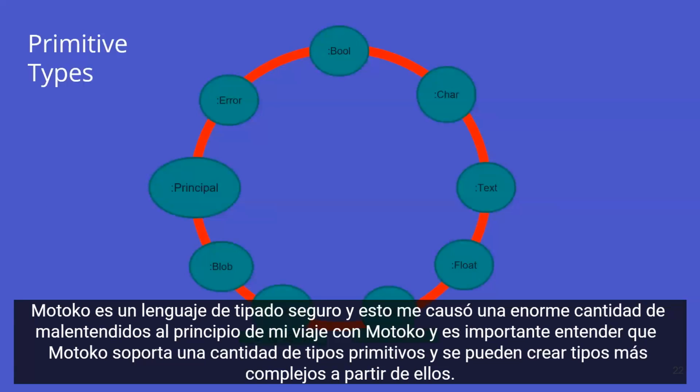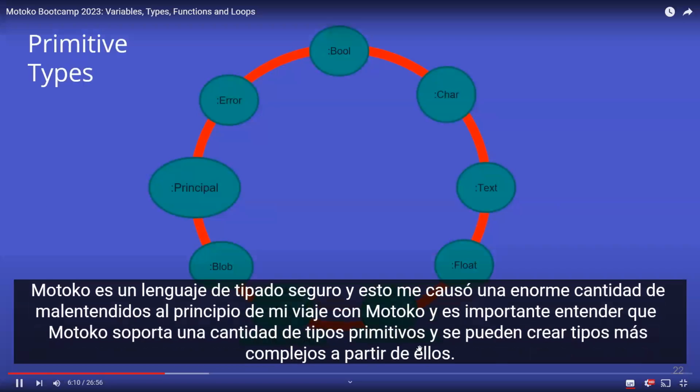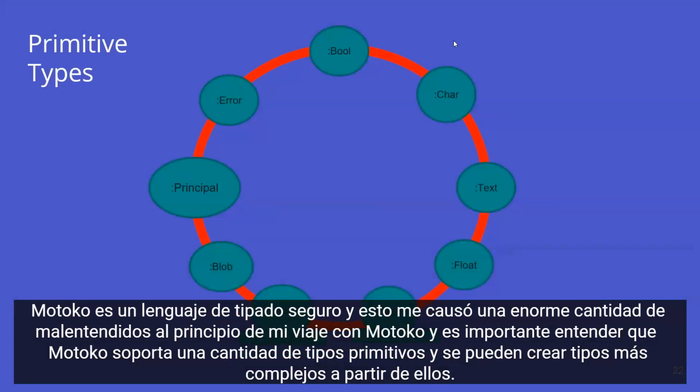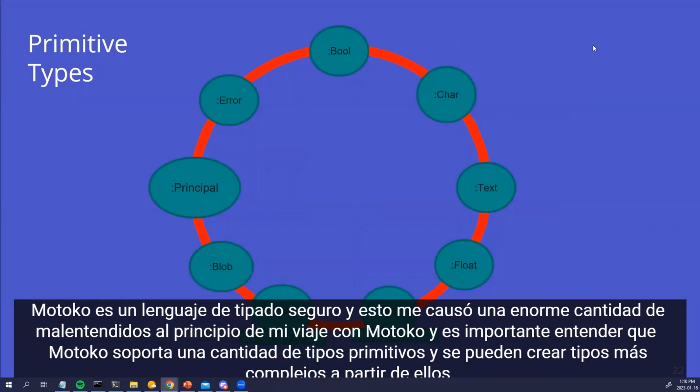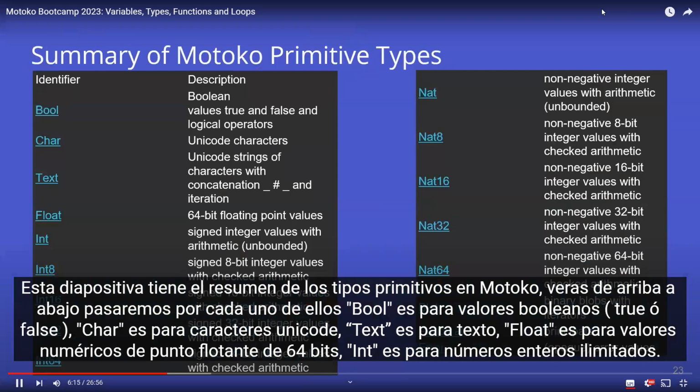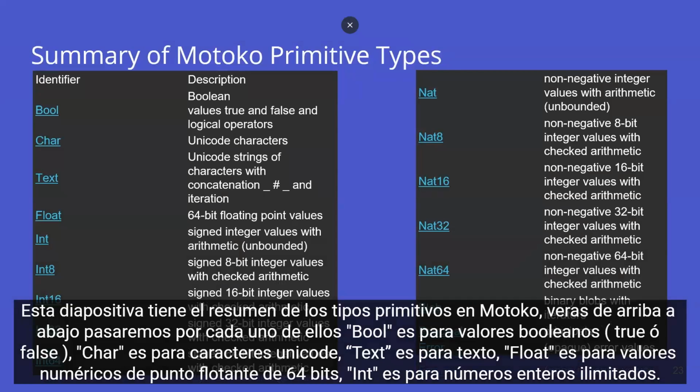Motoko supports a number of primitive types, and more complicated types can be created by building upon these. So this slide has the summary of Motoko primitive types. You'll see from top to bottom, we'll just step through them. Bool is for Boolean values. Char is for Unicode characters. Text is for text literals.